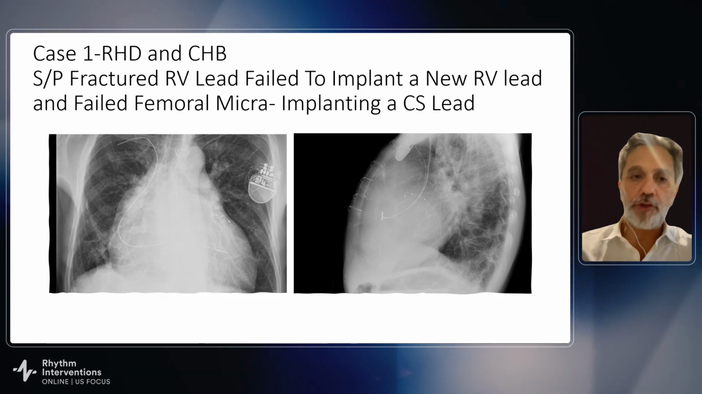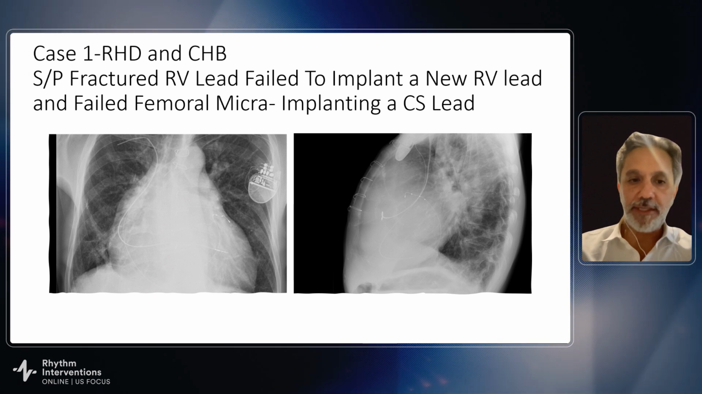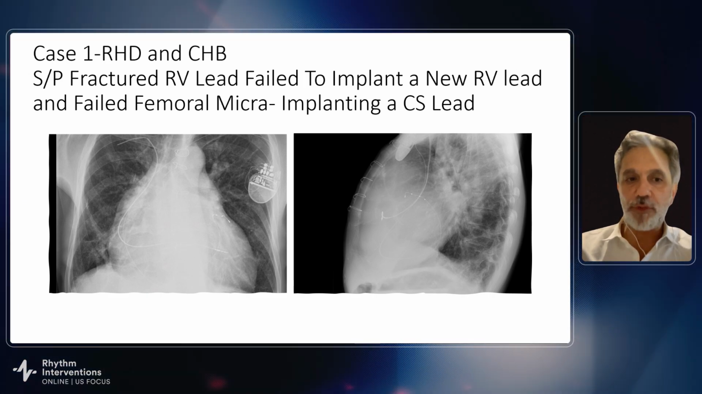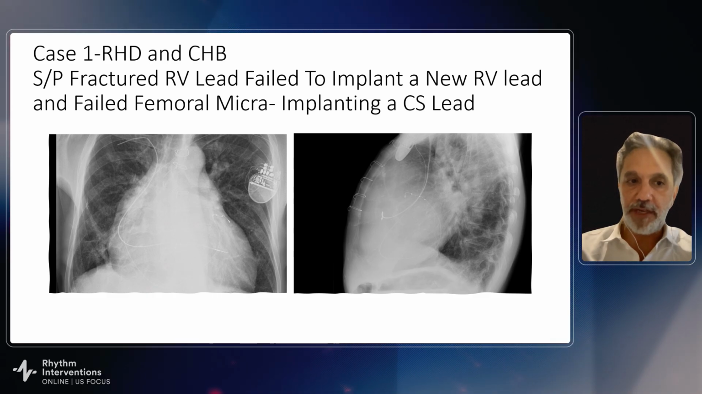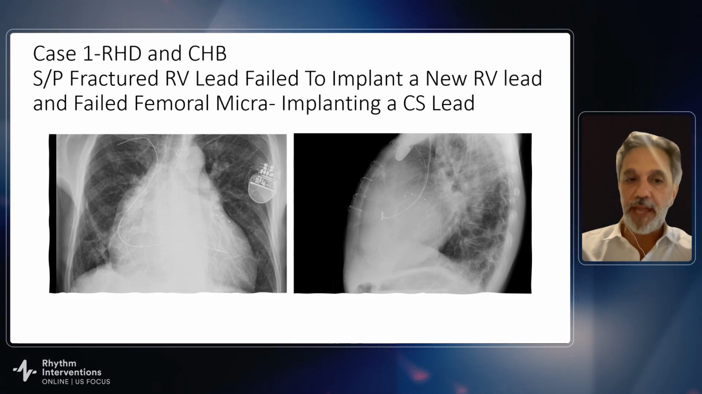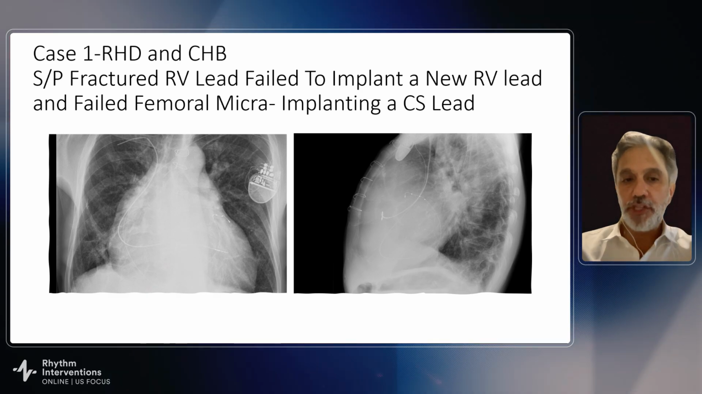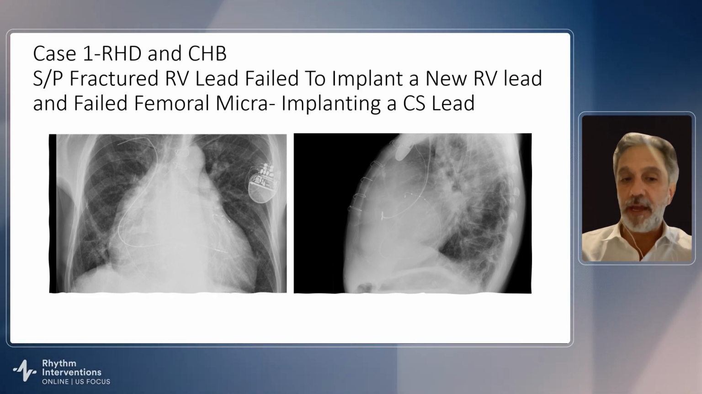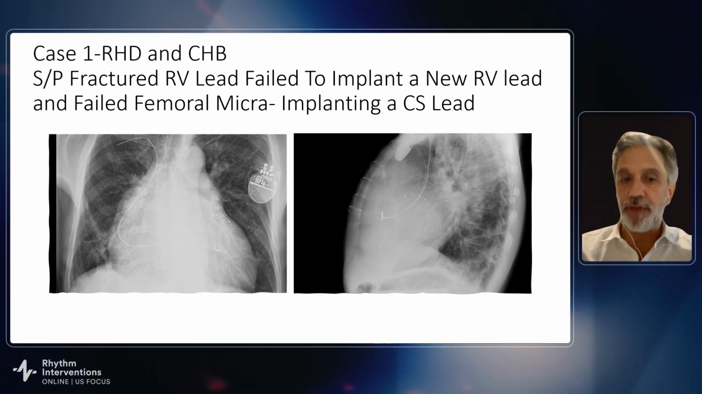This is a referral to our center from very experienced electrophysiologists in town. This is a patient with rheumatic heart disease who had a pacemaker on the right side and presented with a fractured RV lead. As you see here, the lead is truncated, and he had complete heart block. Originally, the implanting physician tried to put an RV lead from the left subclavian vein, and despite using a coronary sinus sheath, he couldn't get a stable lead in the RV.